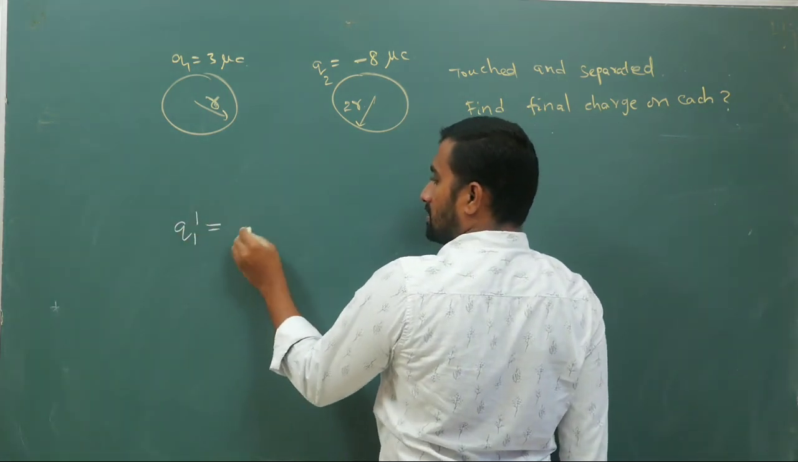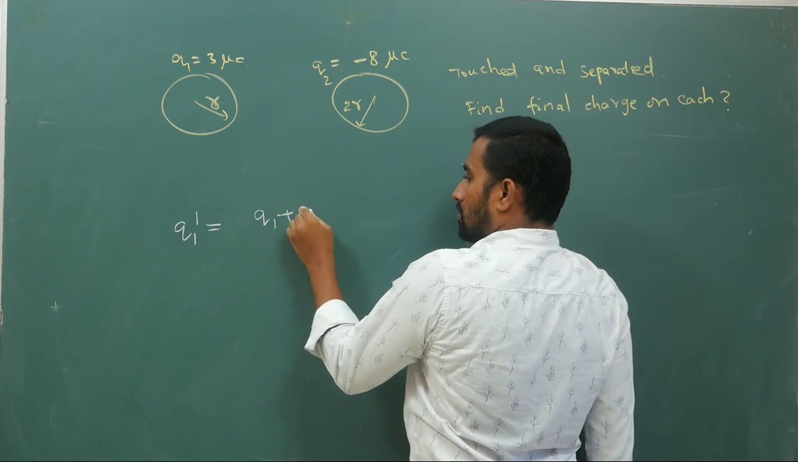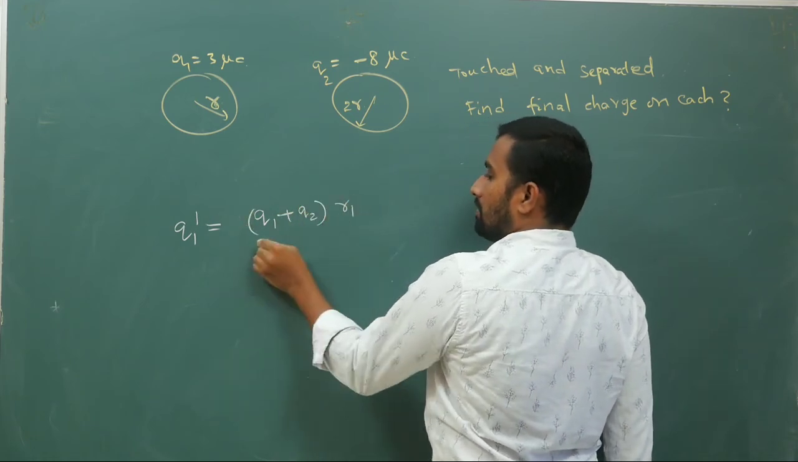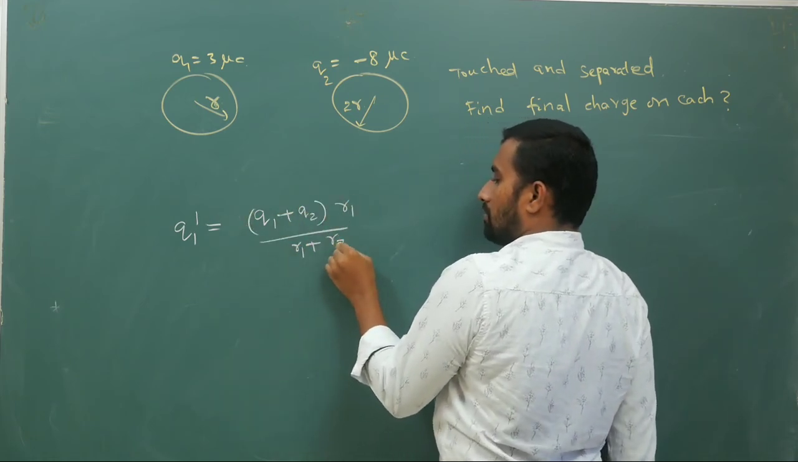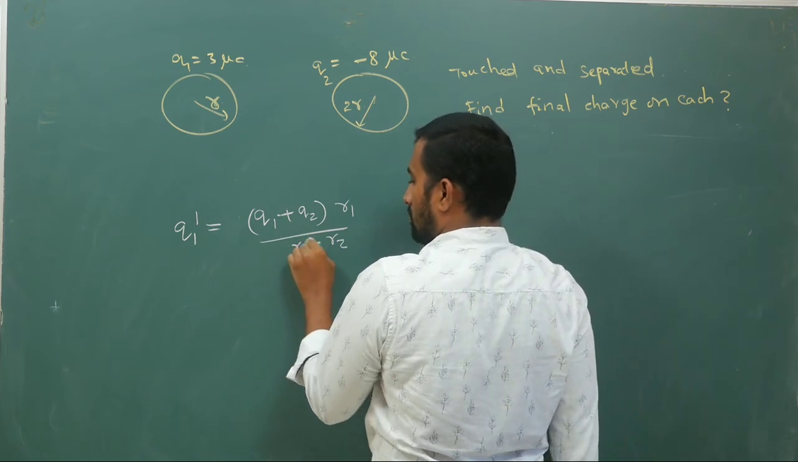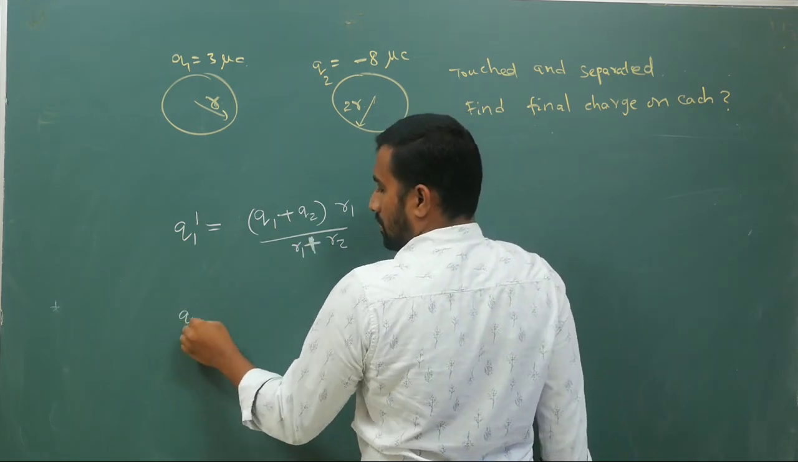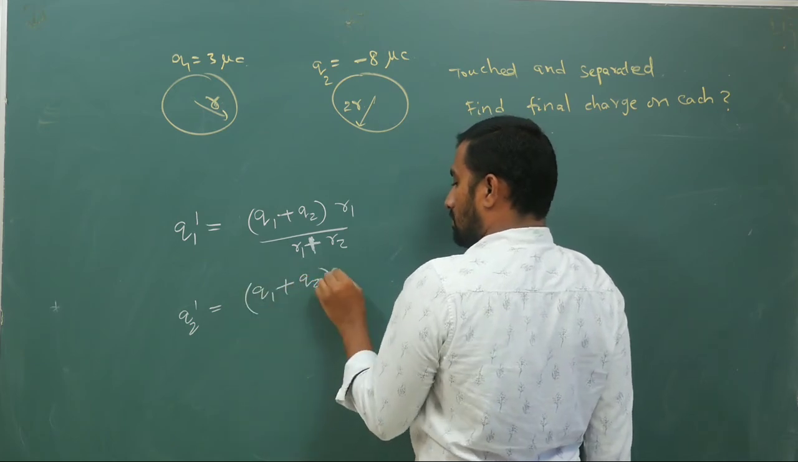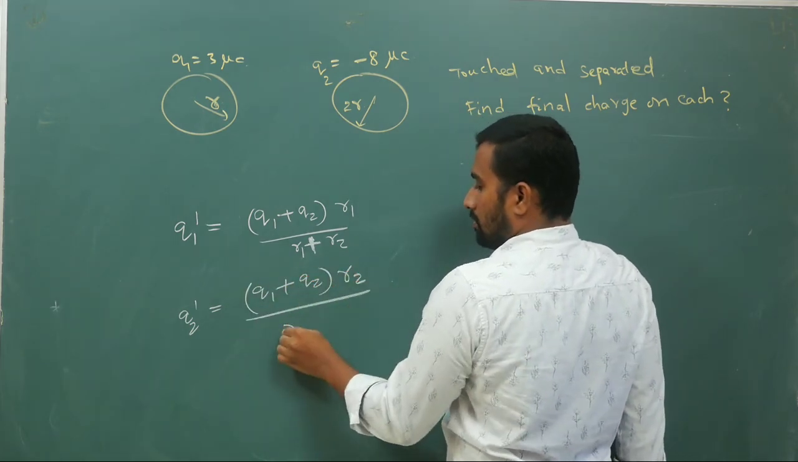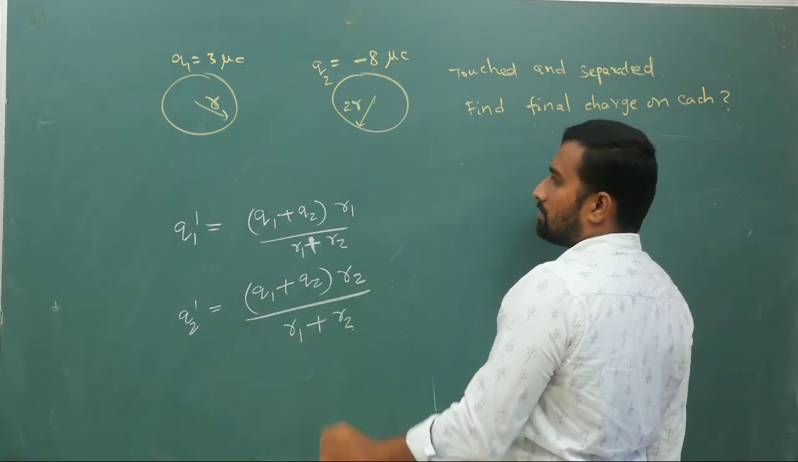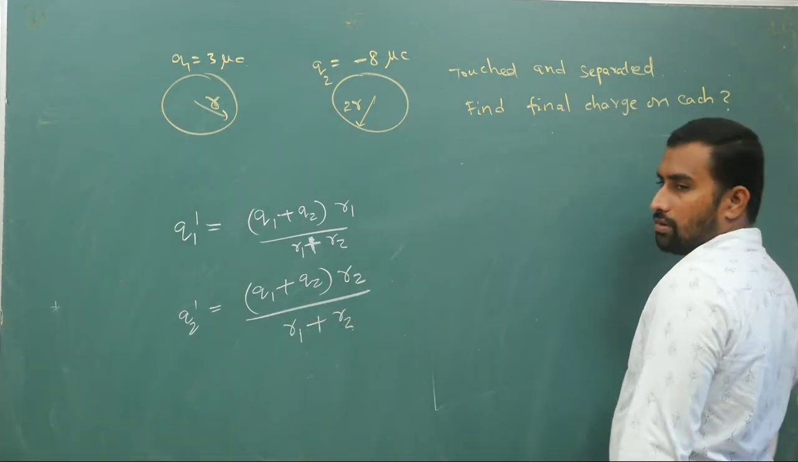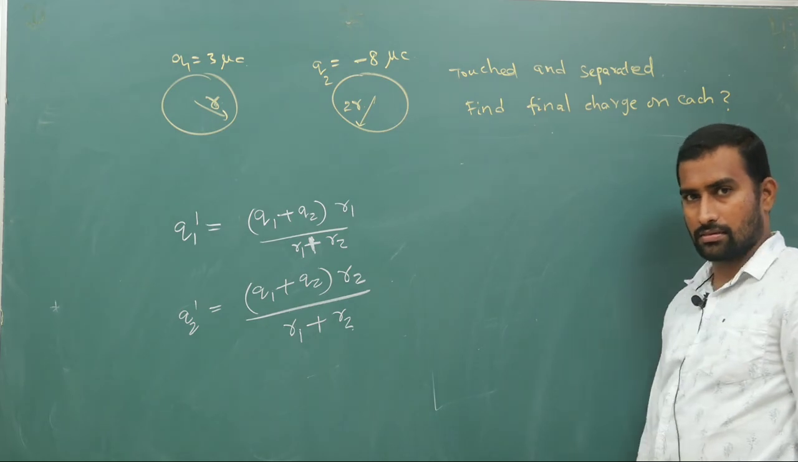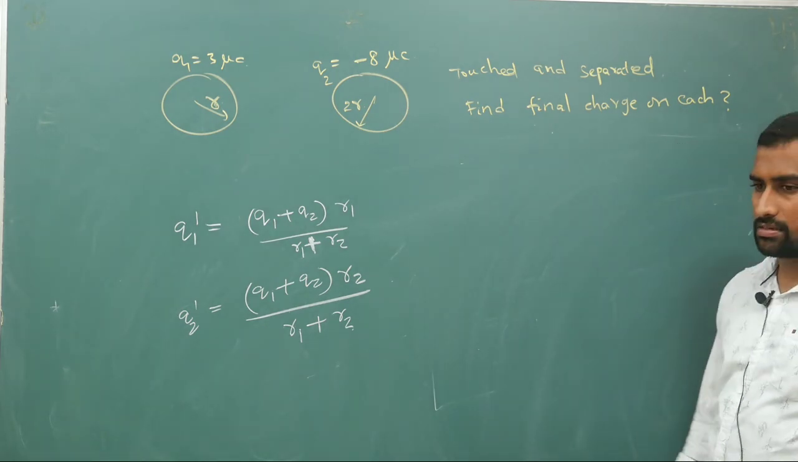Your Q1 dash is total charge times R1 by R1 plus R2. Your Q2 dash is Q1 plus Q2 times R2 by R1 plus R2. I hope the relation is correct. Check whether you are getting the same.